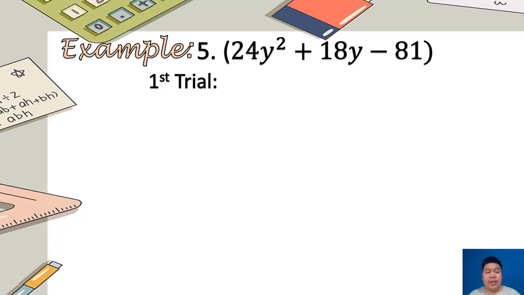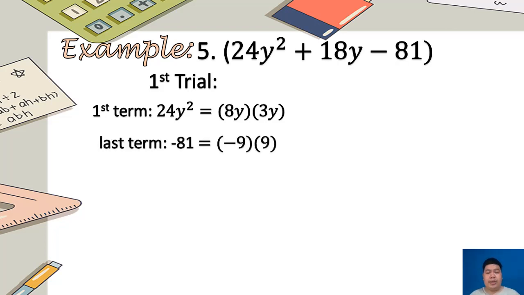Then, for our last example, we have the given 24y squared plus 18y minus 81. So for our first trial, we get the possible factor of the first term. Our first term is 24y squared. The possible factor of 24y squared is 8y and 3y. And the next step is the possible factor of the last term, negative 81. So the possible factor of negative 81 is negative 9 and 9. So we will have the binomials 8y minus 9 and 3y plus 9.